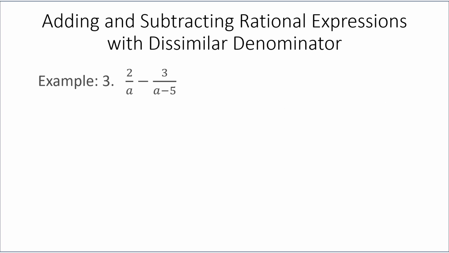Our next example is how to subtract rational expressions with dissimilar denominators. Just like in addition, we need to get first our LCD. And the easiest way to get the LCD is to just simply multiply the denominators with each other. So if we multiply a by a minus 5, we will get this expression.